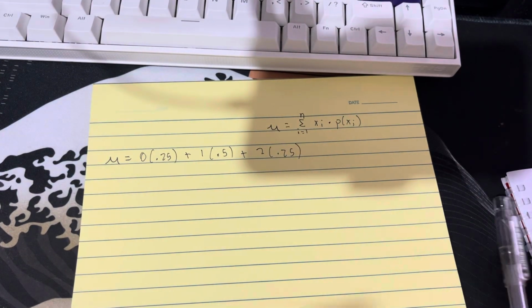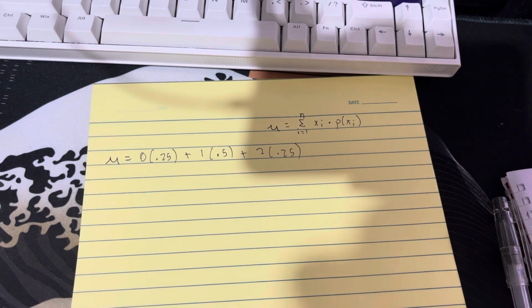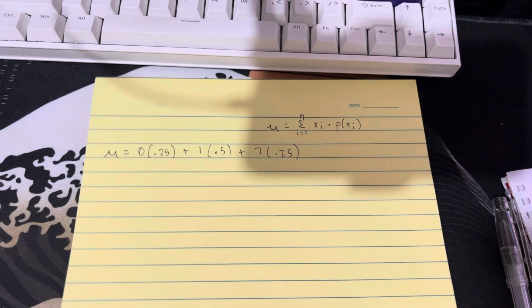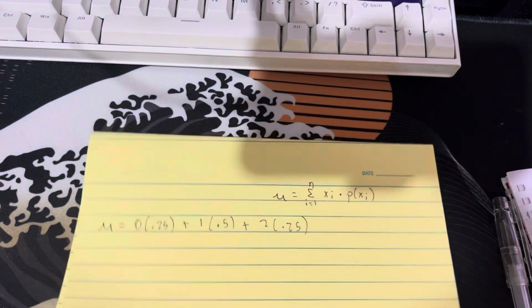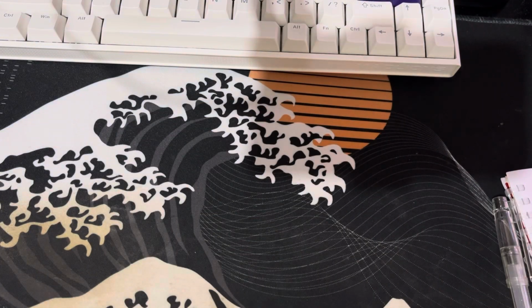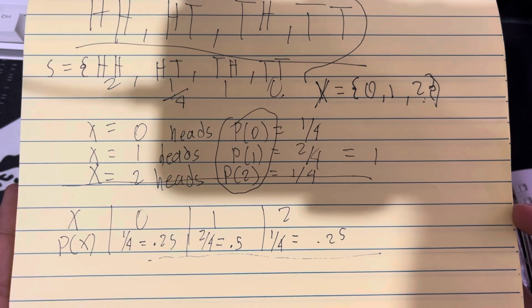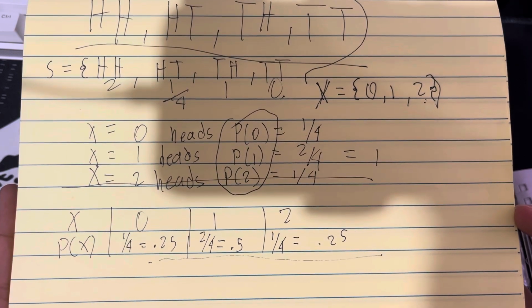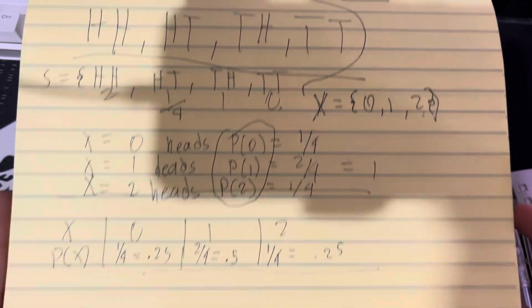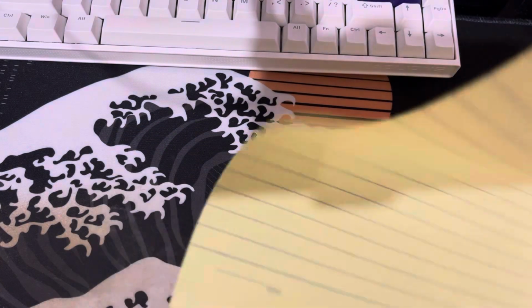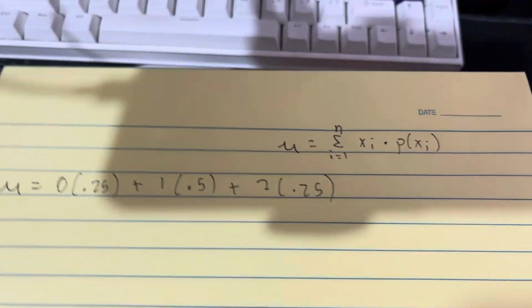Now, why is it like this? Basically, what we're doing is multiplying x with its corresponding value of P of x. As we got from the table, as you can see from the table right here, x is 0 with 0.25, 1 with 0.5, and then 2 with 0.25. So that's basically how we got our values right here.